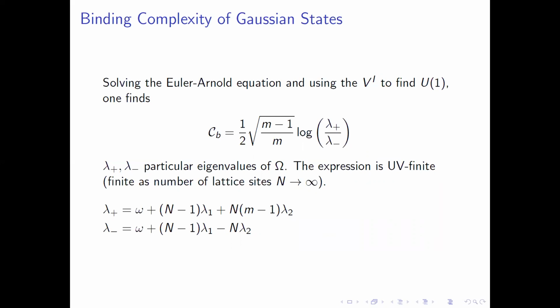One particularly interesting note about this formula for the binding complexity in the Gaussian states is that it's finite as the number of lattice sites n goes to infinity. Now, this property is not true of other types of complexity, which naively diverge as the lattice quantization is lifted.